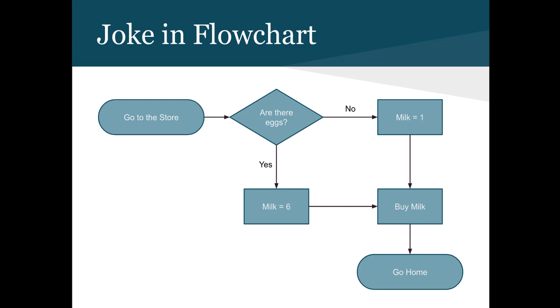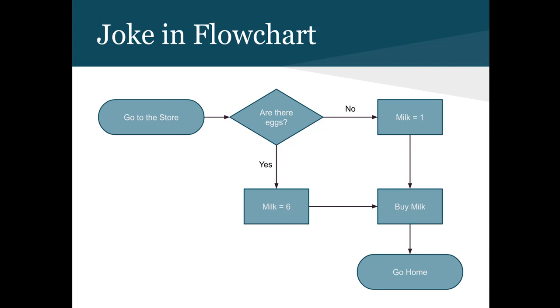In a flowchart, you can see this much easier. Are there eggs? Yes. Milk equals 6. Buy milk. We're going to bring 6 cartons of milk home. We're not going to get eggs. She didn't say get eggs. She just said, if there were eggs, get 6. She didn't say 6 what? She just said 6. And the implication is that it's milk.